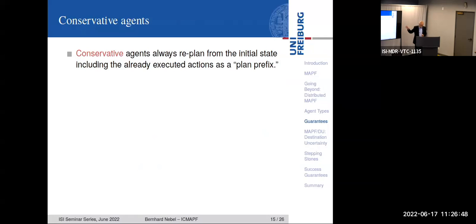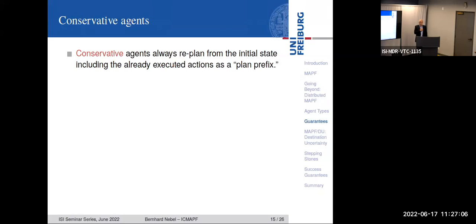And I mean a particular technical thing with the conservatism. So conservative agents always replan from the initial state and include the already executed actions as a plan prefix.